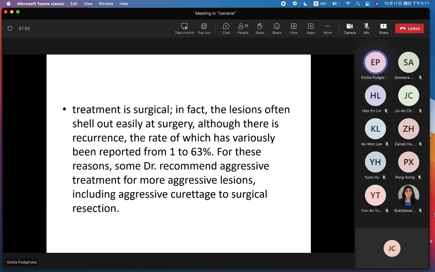Treatment is surgical. In fact, the lesions often shell out easily at surgery, although there is recurrence, the rate of which has variously been reported from 1 to 63%. For this reason, some doctors recommend aggressive treatment for more aggressive lesions, including aggressive curettage to surgical resection.